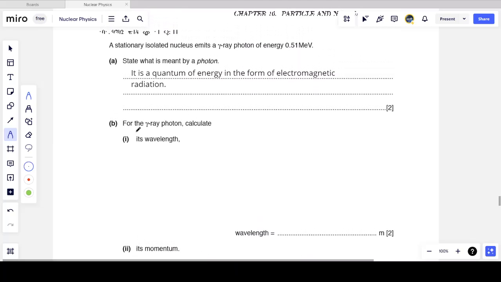And we're told that for the gamma ray photon, we are asked to calculate the wavelength. Well, what do I remember? I remember that the energy is hc over lambda, Planck's constant times the speed of light divided by the wavelength of that photon, which means the wavelength of the photon lambda is hc divided by E, which I can write as 6.63 times 10 to the minus 34 multiplied by the speed of light c, 3 times 10 to the power 8.